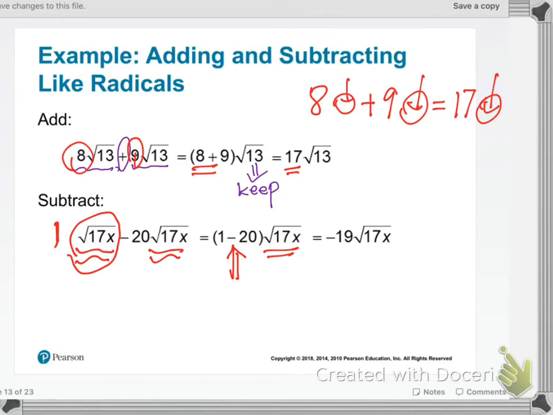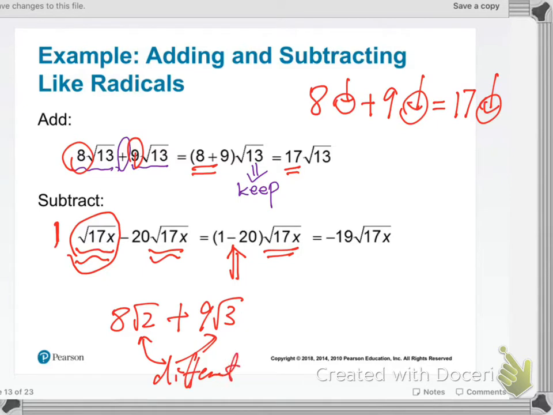Now there is a problem. Suppose we have 8 radical 2 plus 9 radical 3. They are not like radicals. They are different. If they are different, you cannot combine them. This is the simplified final result. You cannot put them together.